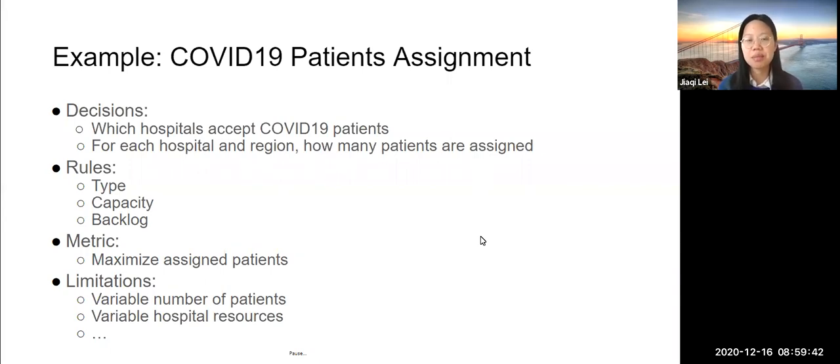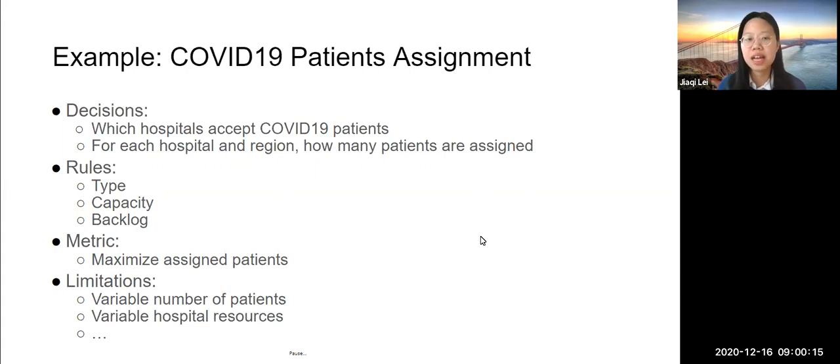The first is the type. As mentioned above, COVID-19 patients can only go to the hospital which is decided to only accept COVID-19 patients. So this rule is a connection between the 2 sets of decisions. The second rule is the capacity. For each hospital, it has a given number of providers, limited medical resources, and a limited number of operation rooms. So the assigned patients will not exceed the capacity of the hospital.